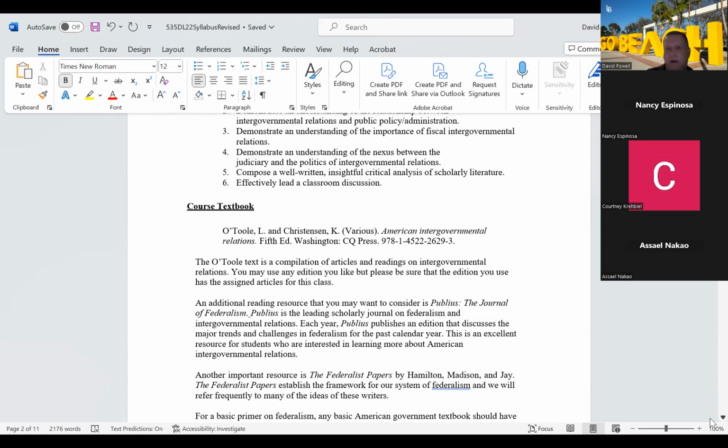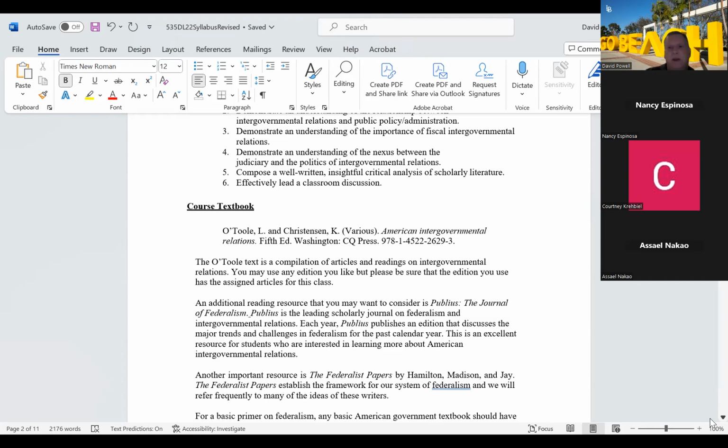I believe it's still published out of the University of Oxford, which is kind of unusual since it's about American federalism, but it's published by Oxford University. It contains articles about a variety of different topics that have relevance to federalism. And it is by far the best resource when you are working on your article critiques and you need to pull in some outside research. Publius, the Journal of Federalism, is probably going to be your go-to.